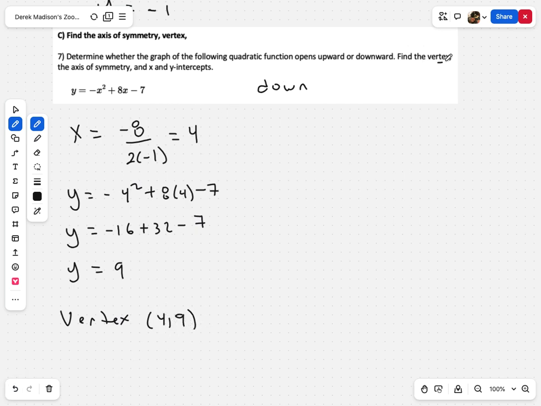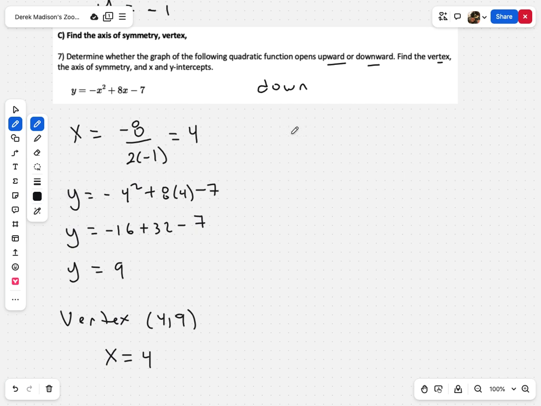So we got the vertex, we got the down. Axis of symmetry, so now that I know the vertex, the axis of symmetry is just the x-coordinate of the vertex, so that would be x equals 4. And think about if this was over 4 and up 9, we'd have a parabola shifted over 4 units, so a vertical line through 4 would be like if I folded the parabola over on top of itself. That would be its axis.